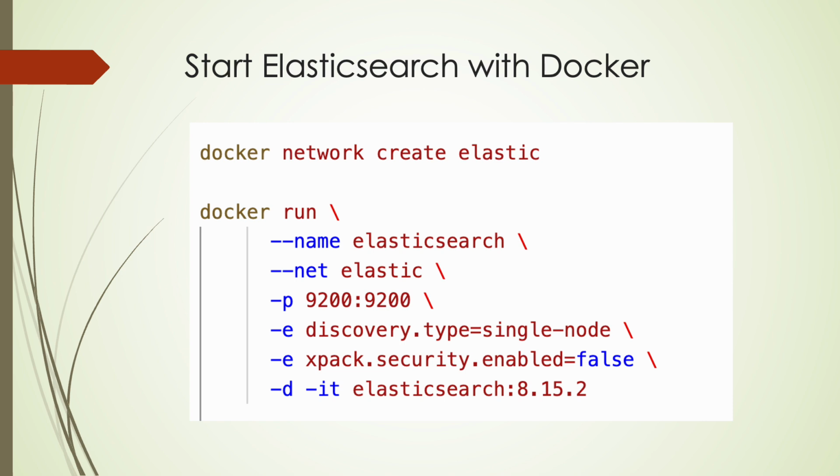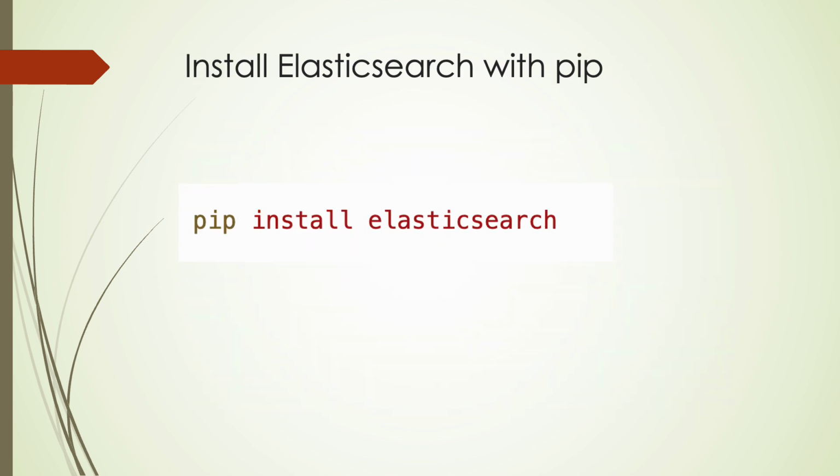We should preferably create a network and use it for Elasticsearch, so other Docker containers can connect to it, especially Kibana, which is a development tool to work with Elasticsearch. Besides, we will disable the security mode so we don't need to enter credentials when connecting to the server. Then install the Elasticsearch Python client with pip or any package management tool so we can use it in Python. It's recommended to install it in a virtual environment for convenience.